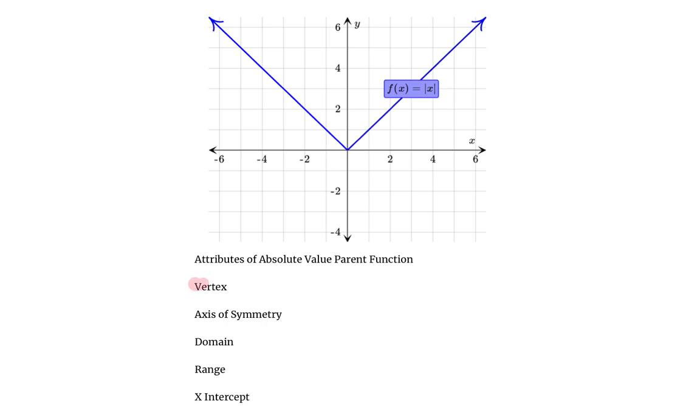My vertex is this point right here. It's the lowest or highest point of my graph, and it happens to be at (0, 0).